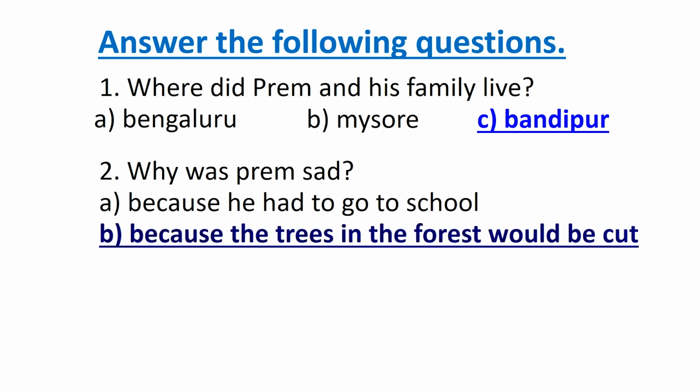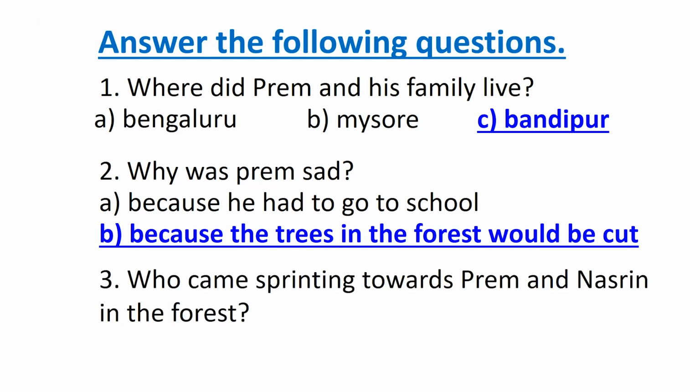Let's check out the answer. Because the trees in the forest would be cut. The correct answer is because the trees in the forest would be cut. Let's look at the third question. Who came sprinting towards Prem and Nasreen in the forest? Let me repeat the question. Who came sprinting towards Prem and Nasreen in the forest?